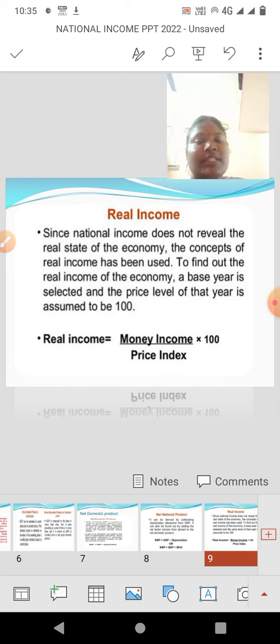Then we will discuss real income. Since national income does not reveal the real state of the economy, the concept of real income is used to find out the real income of the economy. A base year is selected and the price level of that year is assumed to be 100. So the formula is: real income equals money income divided by price index, multiplied by 100.